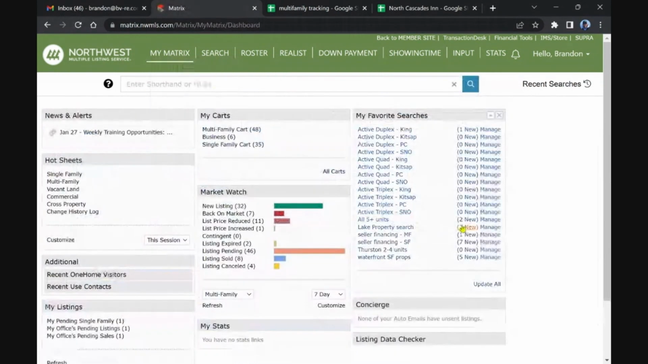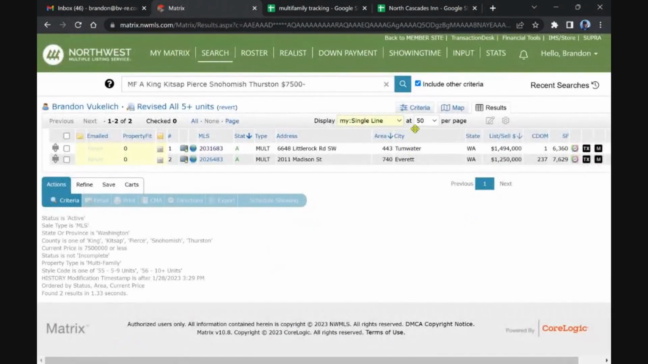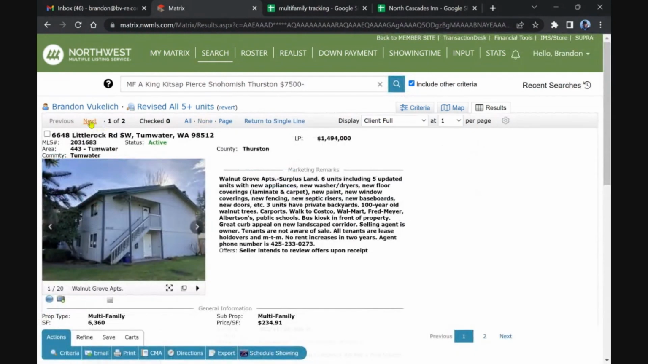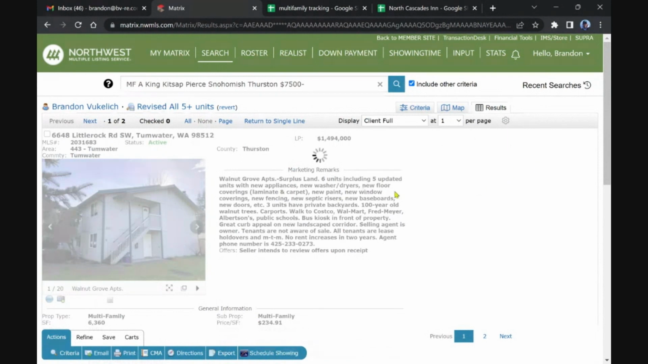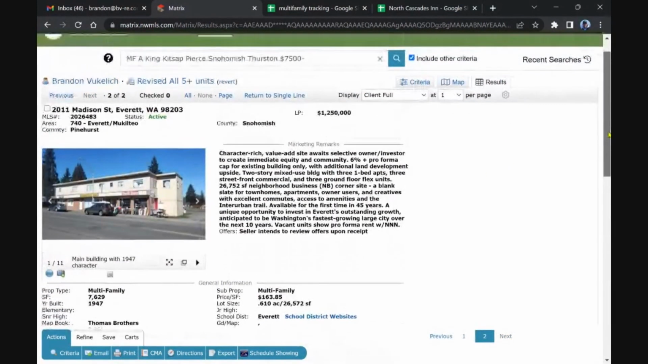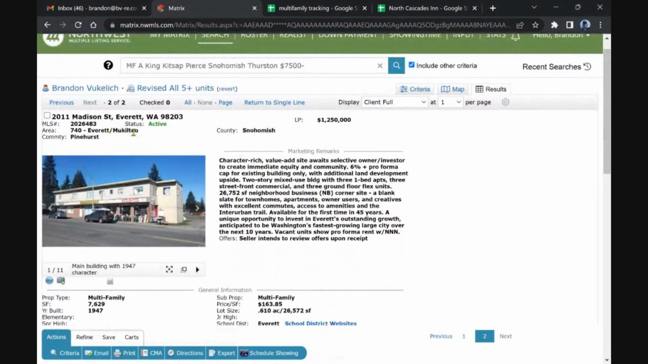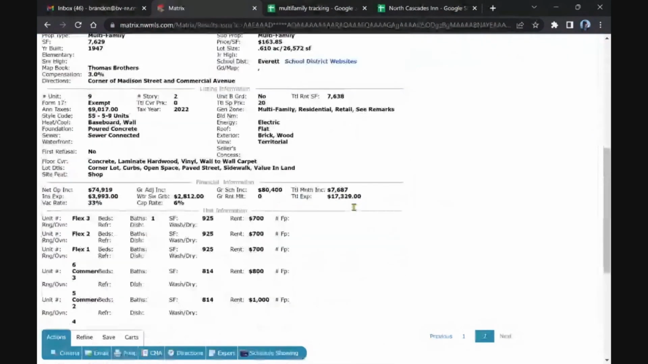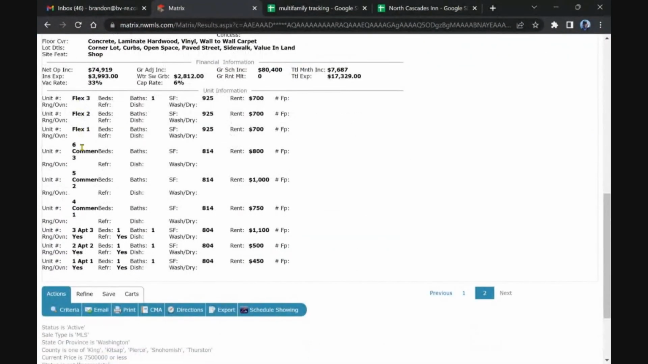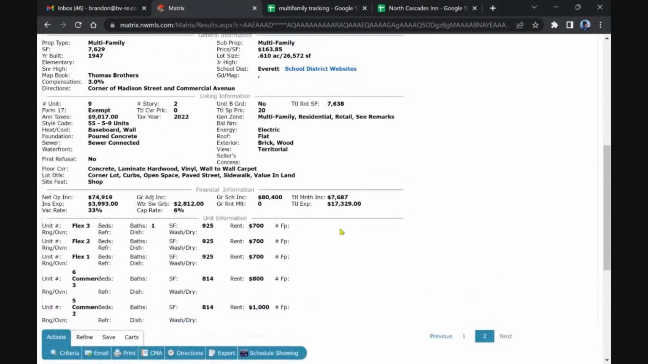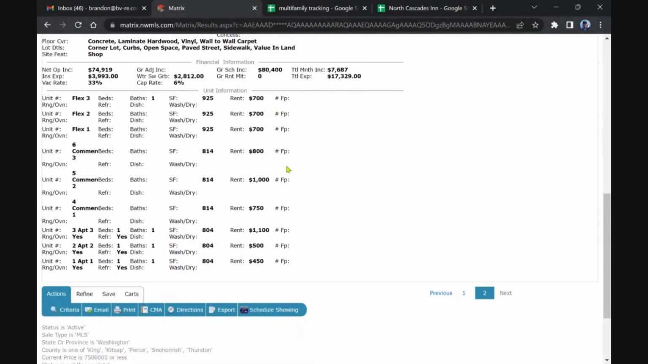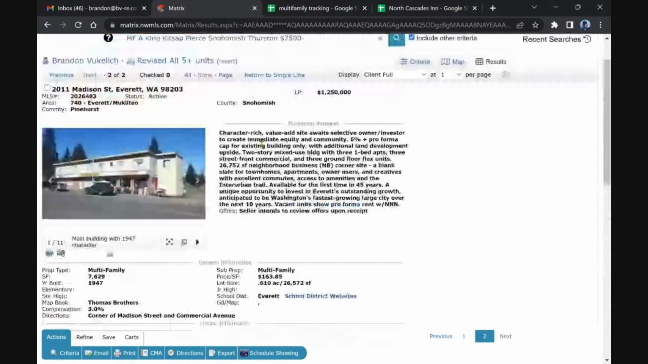Oh, I'm sorry. We need to look at the other one in Everett. All right. This is the mixed use Everett Mukilteo area. That's Snohomish County for those of you still trying to learn our area. So you've got 1, 2, 3 flex. You've got 1, 2, 3 commercial and 3 apartments. So 9 total rentable units. Say it's a 6 cap, but this is going to take a unique investor.